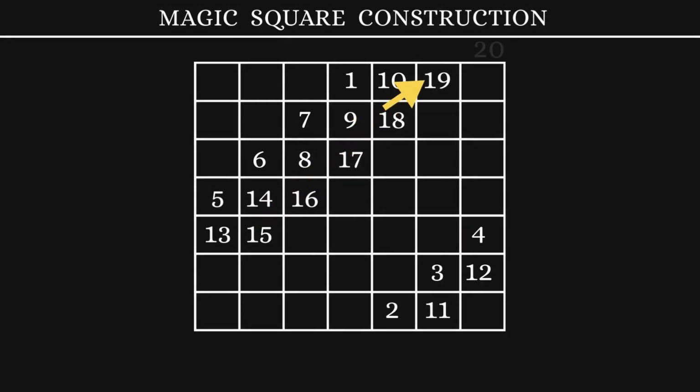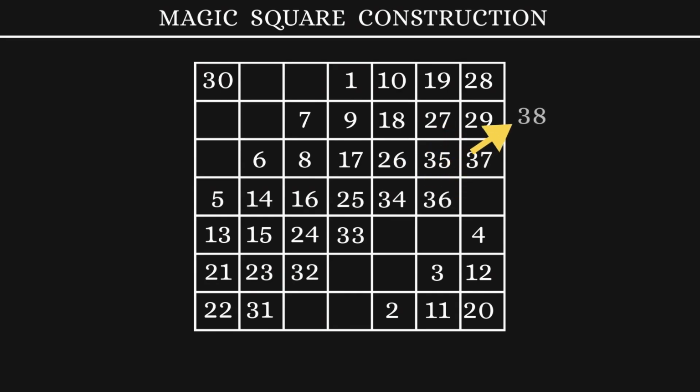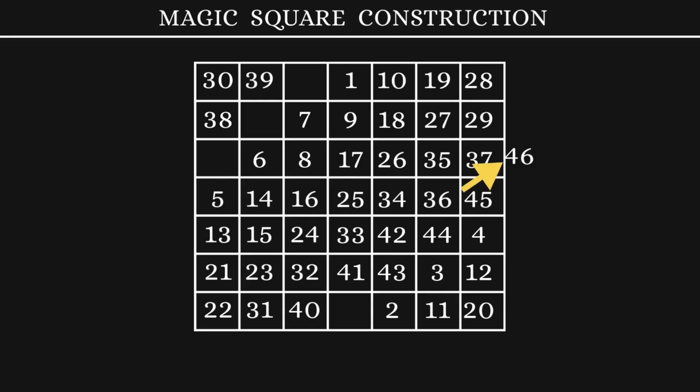18, 19, 20, 21, 22, 23, 24, 25, 26, 27, 28, 29, 30, 31, 32, 33, 34, 35, 36, 37, 38, 39, 40, 41, 42, 43, 44, 45, 46, 47, 48 and 49.